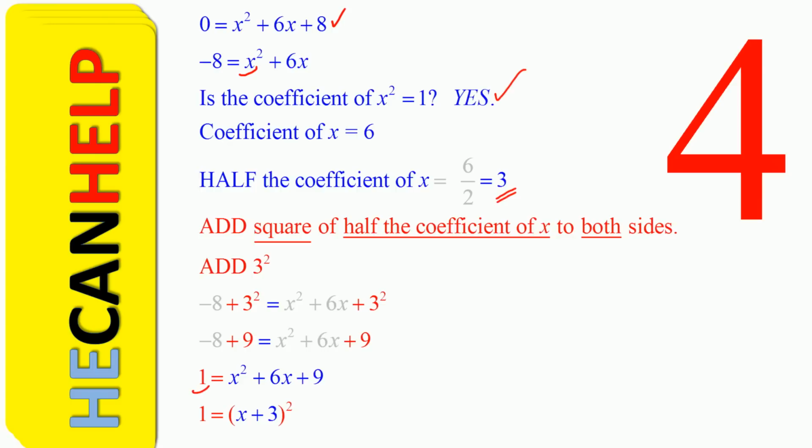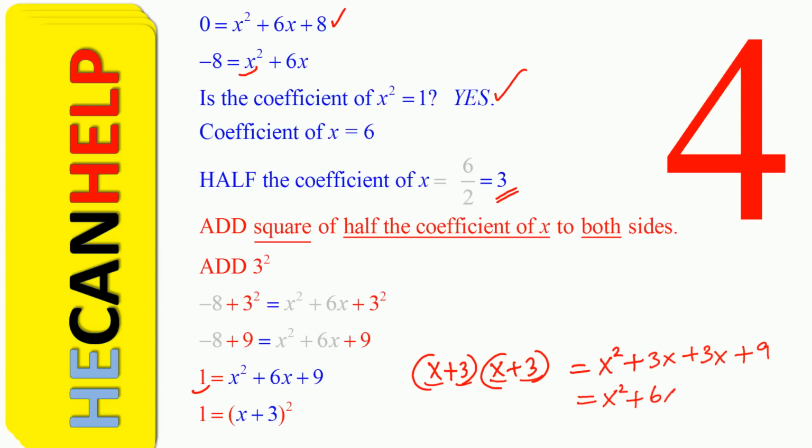So you get 1 is equal to x squared plus 6x plus 9. What is x squared plus 6x plus 9? It is x plus 3 times x plus 3. What is x plus 3 times x plus 3? It is first times first is x squared. Outer times outer is 3x. Inner times inner is 3x. And last times last is 9. So you get x squared plus 6x plus 9. So you have this 1 is equal to x plus 3 squared.